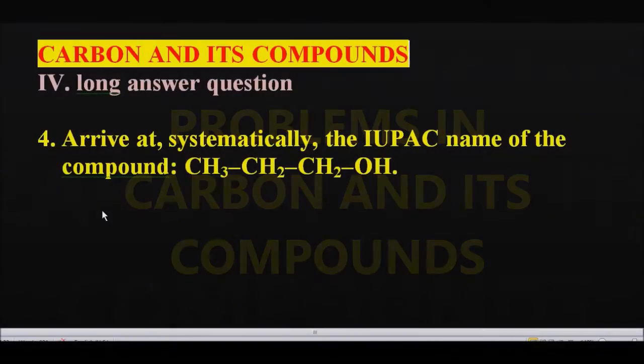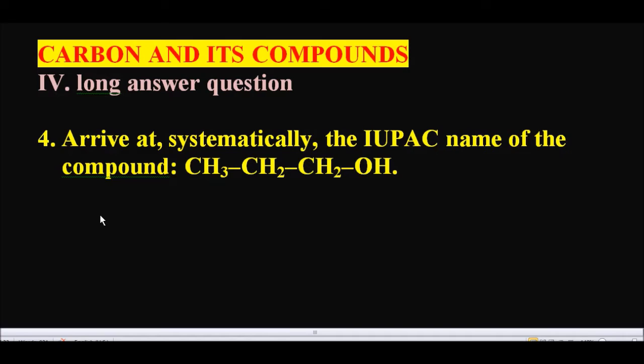Dear students, carbon and its compounds. In this lesson, the long answer part, in which question number 4 is to arrive systematically at the IUPAC name of the compound CH3CH2CH2CH2OH. So how do we get the right IUPAC name for this particular compound?